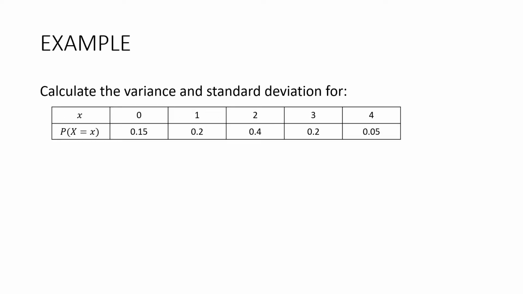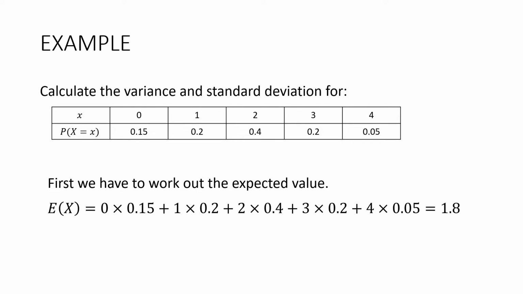So let's look at an example. Calculate the variance and the standard deviation for this probability distribution. We're going to need to start by working out the expected value because we need to subtract that from each x value. So remember how to work that out. We go 0 times 0.15 plus 1 times 0.2 plus 2 times 0.4 plus 3 times 0.2 plus 4 times 0.05, which gives us 1.8.